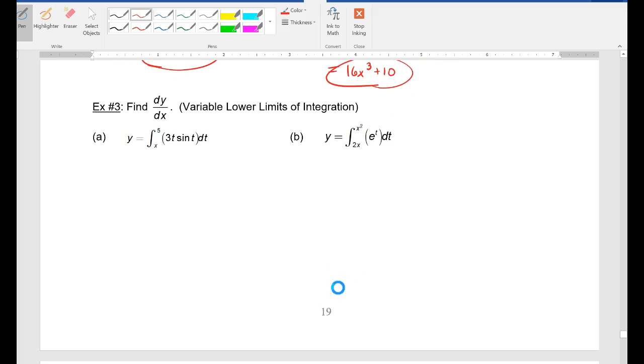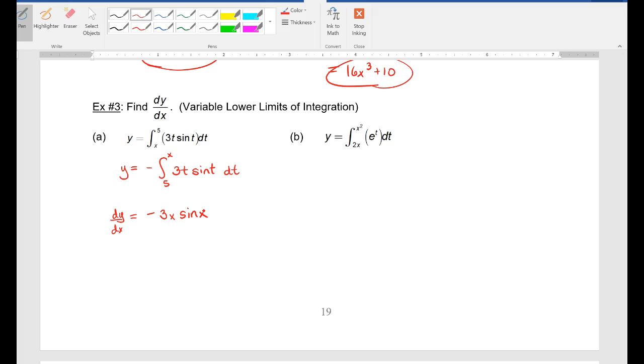Now the next one, we have to rewrite this. If you notice, the constants are on the top and the variables on the bottom. So before I even do the derivative, I'm going to make that a negative and switch the bounds. Now, if we look at this one, we ask ourselves, does the chain rule need to be applied? And the answer is no, because it's just an x as our upper bound. I still have that negative out in front, so I'm going to leave that. So it's going to become negative 3x sine x. And that's it.